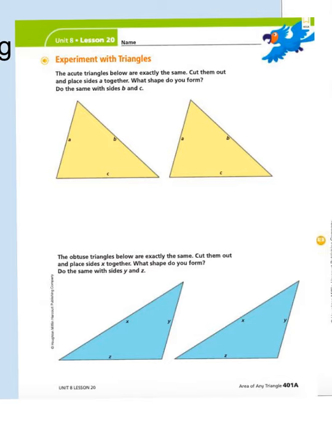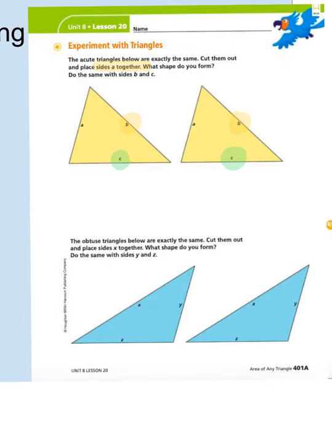Okay, here we have 401A ready to go, and it says experiment with triangles. You will need that scissors again. You'll need to rip this page out of your journal, and it says at the top, the acute triangles below are exactly the same. Cut them out and place sides A together, and then find the shapes that you make, and then do the same thing with side B and with side C. Place them together and see what shapes you make. You'll need to pause the video and do that and come back in a minute.